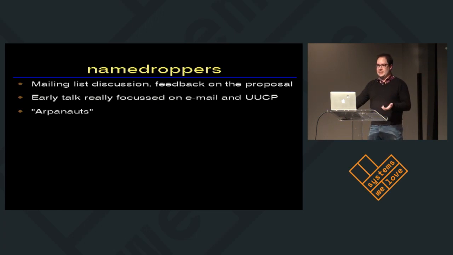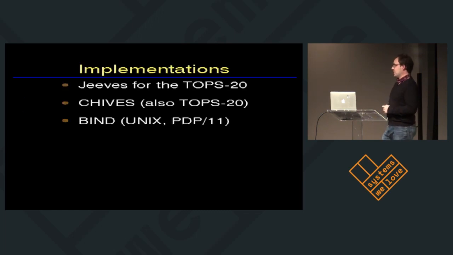Now, from the beginning, from the first memo, they started on a draft implementation for the TOPS 20 originally, which was called Jeeves. There was also a subsequent implementation for the TOPS 20 called Chives. And then eventually, by the time of about 1985, 86, we see Bind, which is the first Unix implementation for the PDP-11. Now, this is actually a thesis project at UC Berkeley over the other side of the bay. After the students who originally worked on it had moved on, DEC took over maintenance of it, and then Vixie et al. have been looking after it through to today.